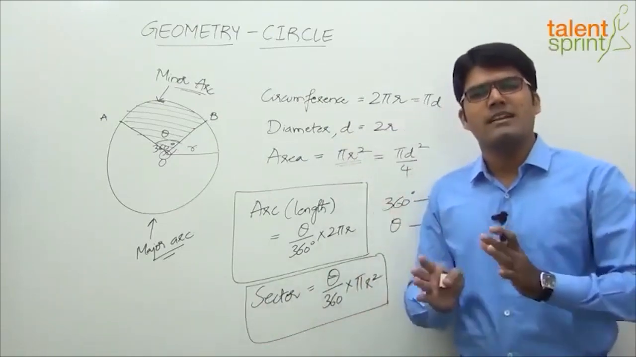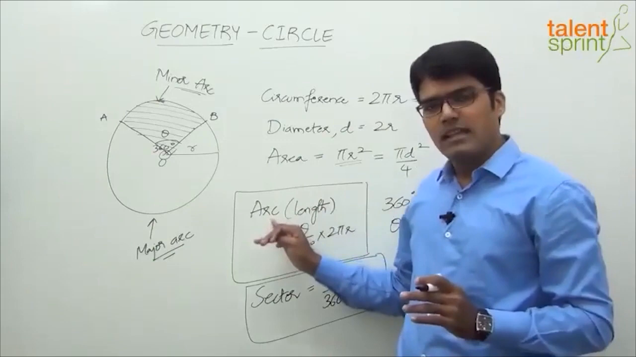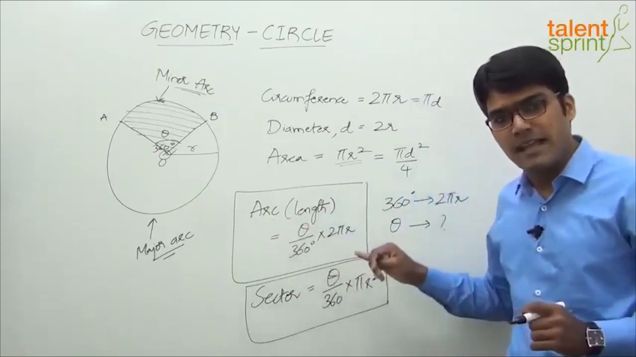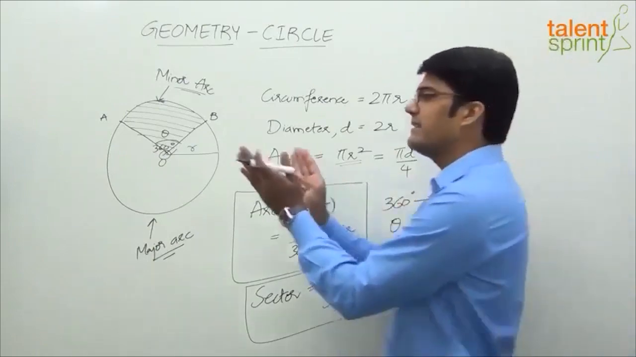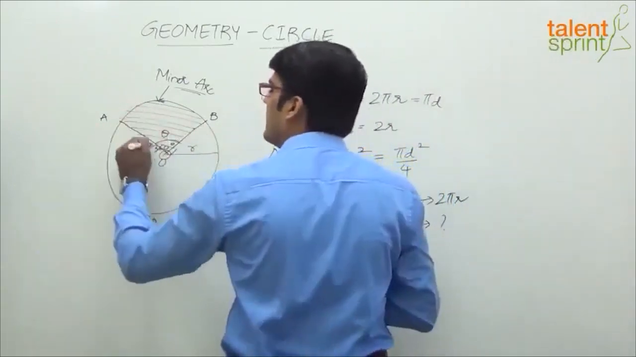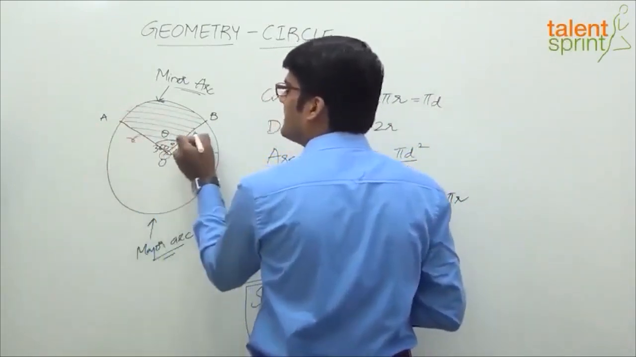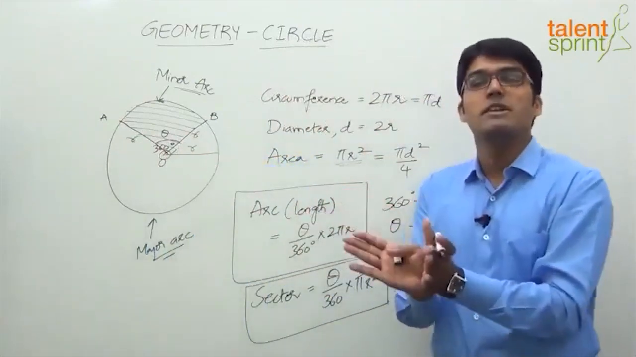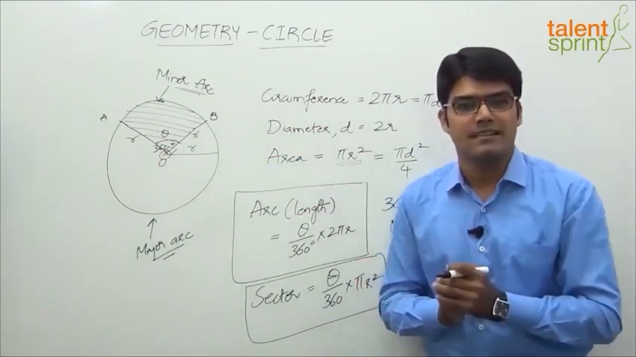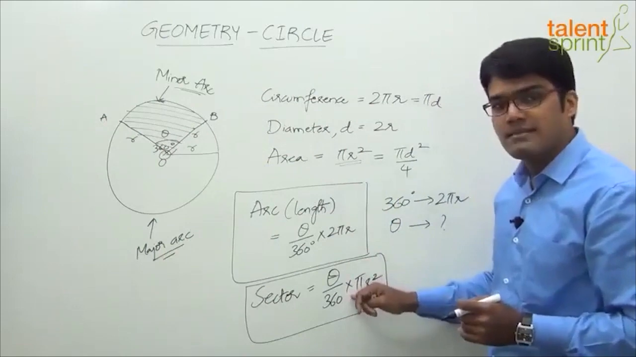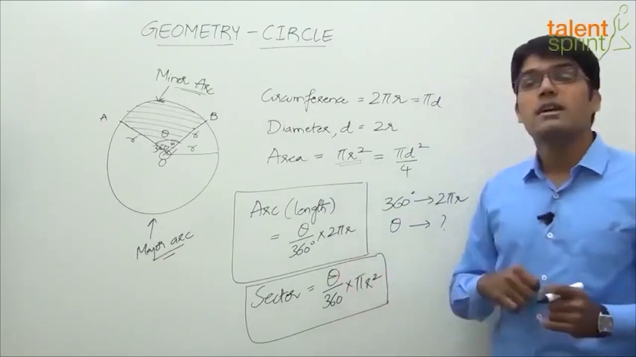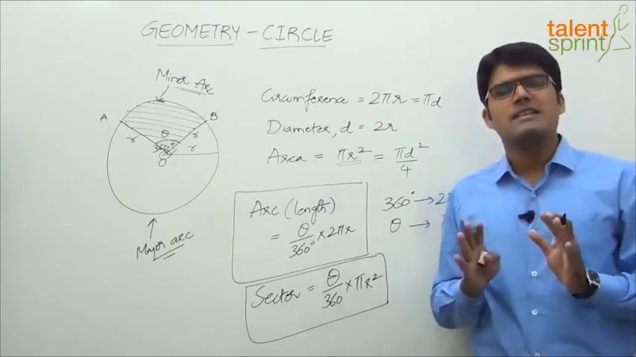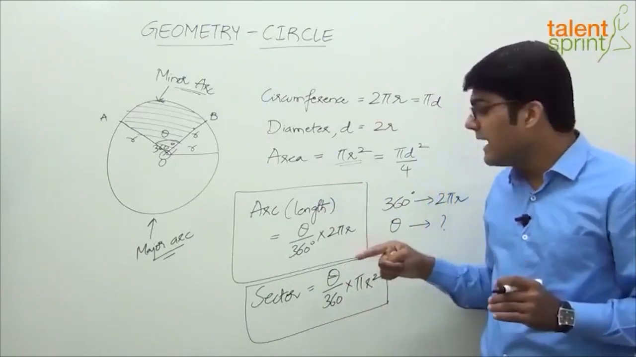Both are related. An arc subtends an angle at the center, which gives you the length of the arc. OA is a radius, OB is also a radius. The region between two radii is called a sector. And how do you get the area of that sector? Angle subtended at the center, theta, divided by 360 degrees, the total angle, into the complete area pi r square. So these are some important parts of a circle, the arc and the sector.